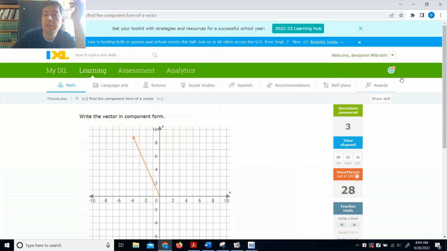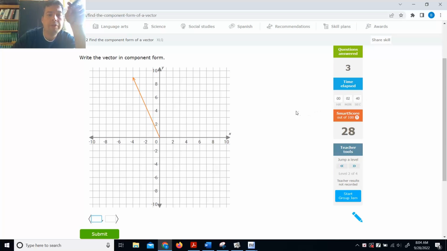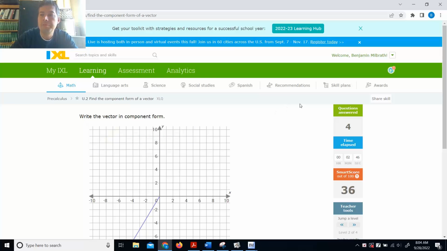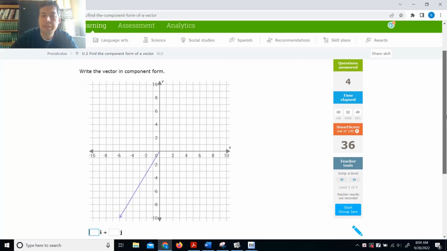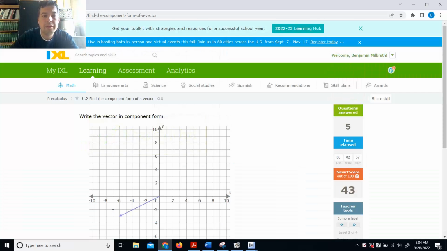Apparently I've got it. This guy would be negative 4i, 9j. Oh, they want component form. Negative 4, 9. Ta-da! Here's another ij form. So remember, x is i, so negative 6, and j is y, negative 10. That's right. All right, let's level up, see if there's anything interesting in here.